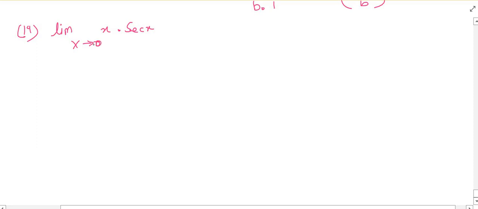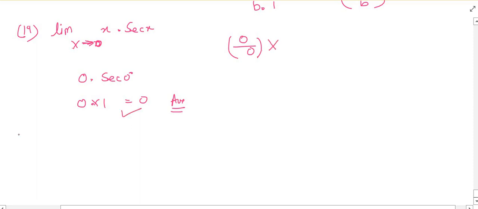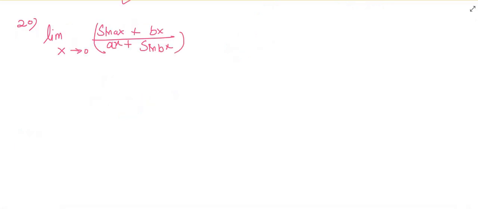Let's see question number 19. Before solving, I told you always put the x value and check. So 0 into sec 0. Sec 0 is 1, so it is 0. So this is the only answer. See, whenever we end up with 0 by 0, that is not acceptable, but 0 is a proper answer. Okay? Next, this is question number 20.